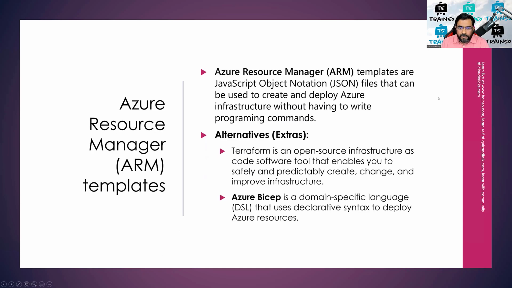And ARM, or Azure Resource Manager templates, are JavaScript Object Notation (JSON) files that can be used to create and deploy Azure infrastructure without having to write programming commands. You can go to the portal and create your Azure resources, or you can run commands from PowerShell or CLI. Here, you can create a script with all the configurations and you can just run it. The running part you can do from a portal or PowerShell or CLI. And when you run it, that whole setup will be created.